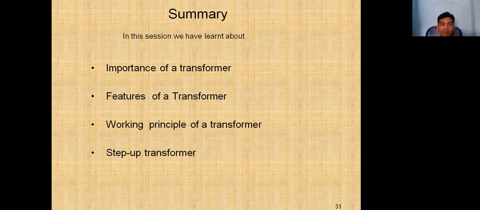Step-up transformer: a step-up transformer increases the voltage and automatically decreases the current. Generally, step-up transformers are used in generating substations for transmission. Step-down transformer: a step-down transformer is used to decrease the voltage. Generally, they are used at the receiving end of the transmission lines and also in distribution lines.